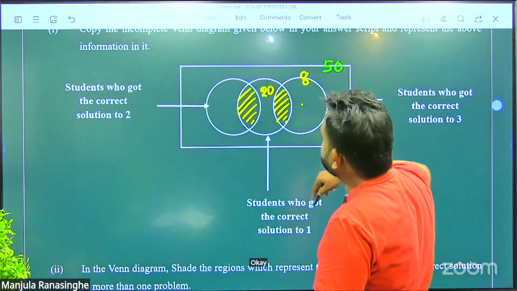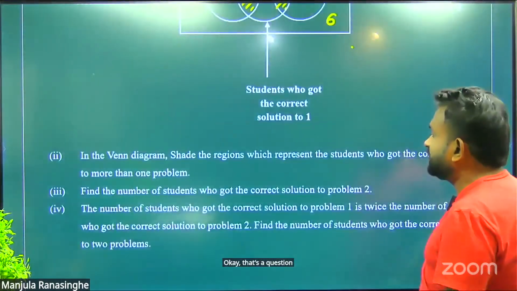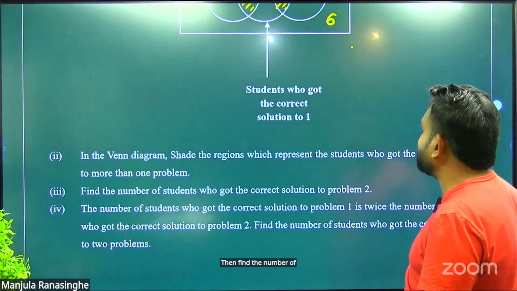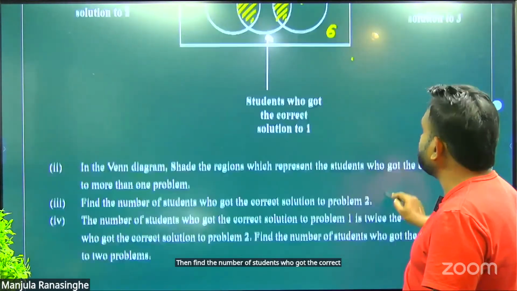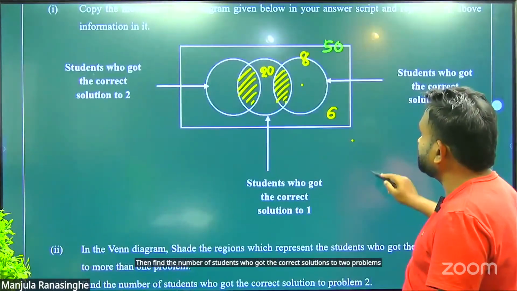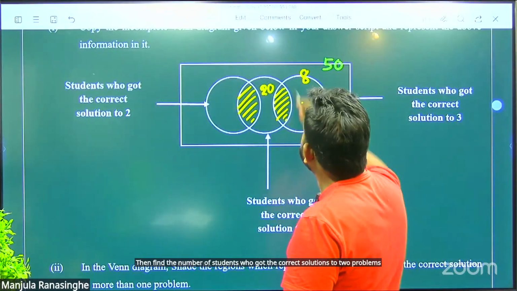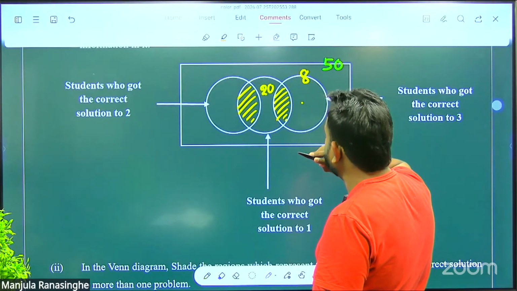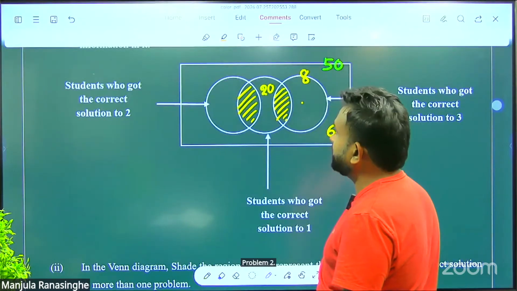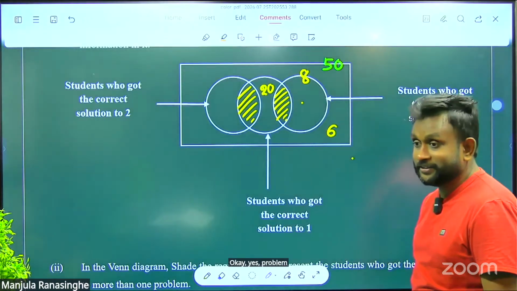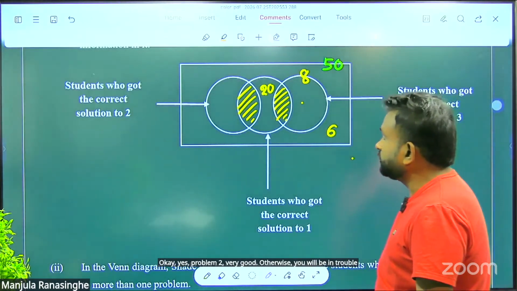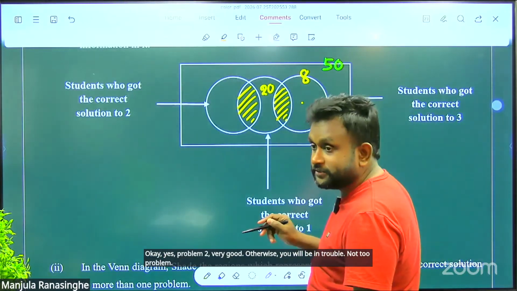Okay, that's the question. Then find the number of students who got the correct solutions to two problems, right? So I think they mean problem 2, right? Not two problems. Problem 2. Okay, yes, problem 2. Very good. Otherwise, you will be in trouble. Not two problems, problem 2, yes.